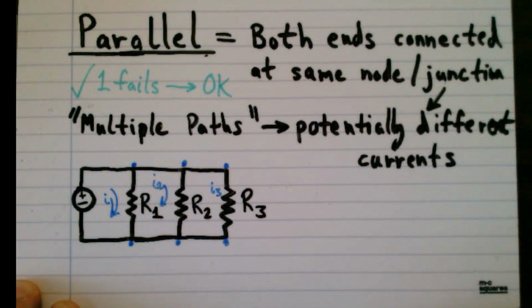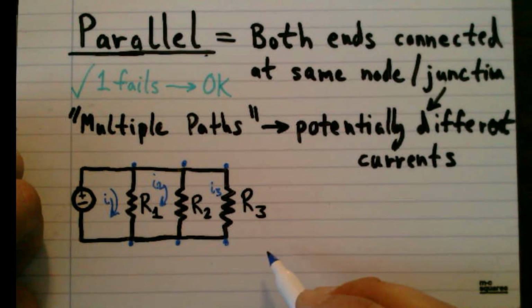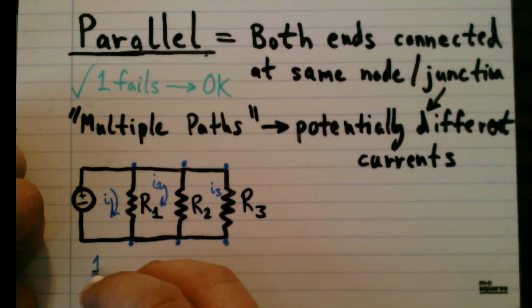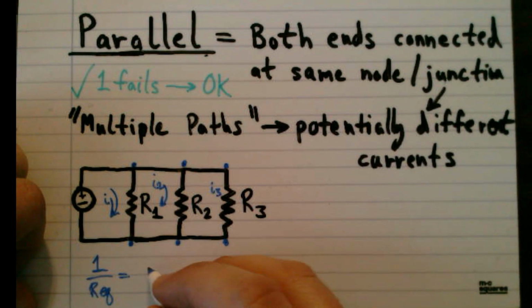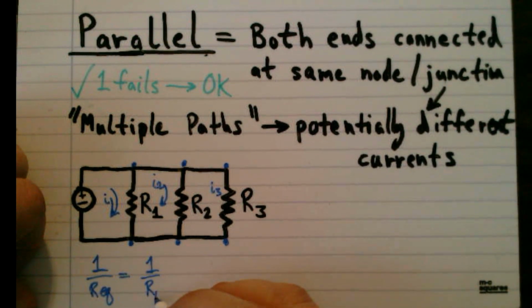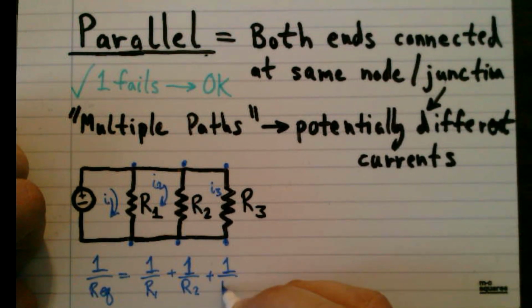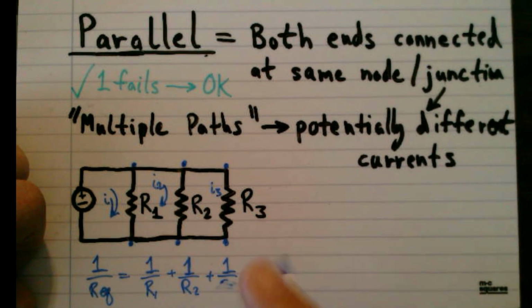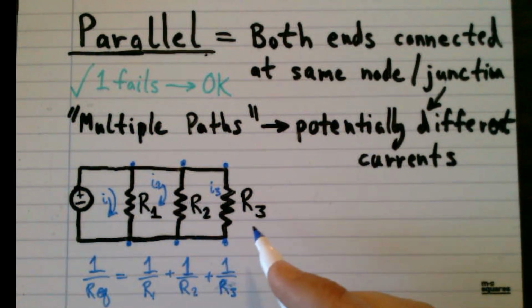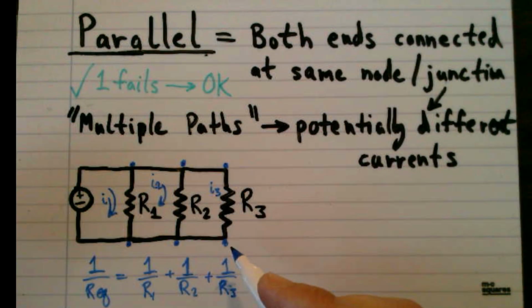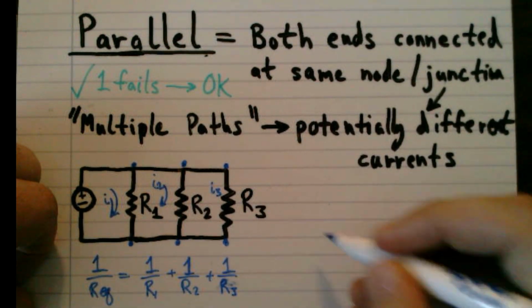Okay? The equation for the equivalent resistance for resistors in parallel is 1 over the equivalent resistance is equal to the sum of 1 over each individual resistance itself. So we have, in this example, these three resistors, and we would keep going if we had more resistors in parallel. Now this equation can be simplified if we have 2 or 3 resistors.